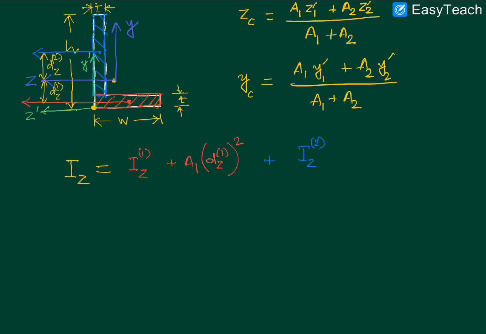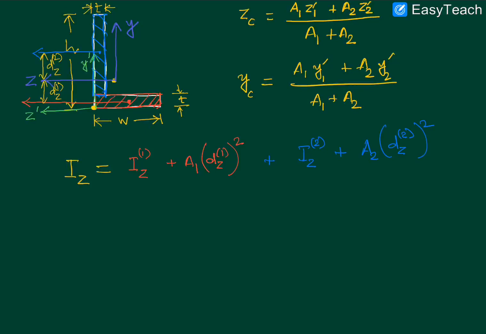So this is the second moment of area of the blue colored rectangle referred to its own z-axis, that is the blue horizontal axis, plus its area, which we denote by A2, multiplied by the distance between the blue colored horizontal axis and the purple z-axis, which is this distance dz2, square of that. Okay, so proceeding in exactly the same fashion, we can write down the IY, and we can also write down the IYZ.